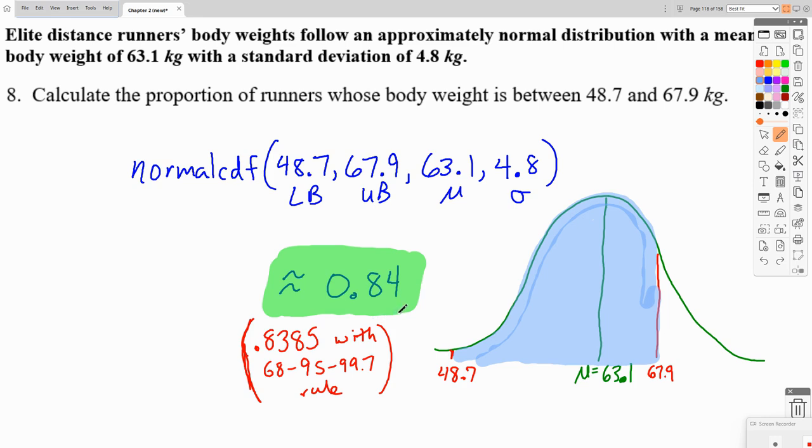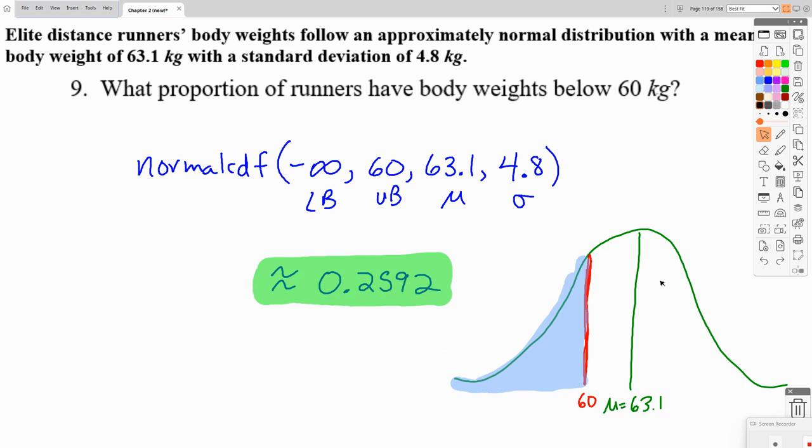Now, some people may have noticed that 48.7 is an exact number of standard deviations below the mean. I believe it's 3 standard deviations below the mean. And 67.9 is exactly 1 standard deviation above the mean. So if I were to use that 68, 95, 99.7 rule, then I would have gotten an answer of 83.85% instead. Both of those would be considered correct answers. But I would imagine, for the most part, most of you are just going to go automatically to the normal CDF.